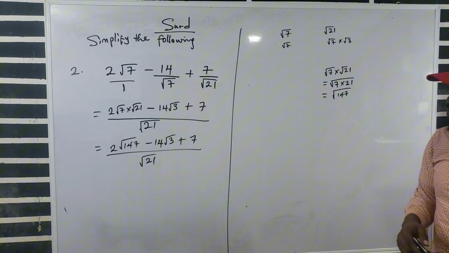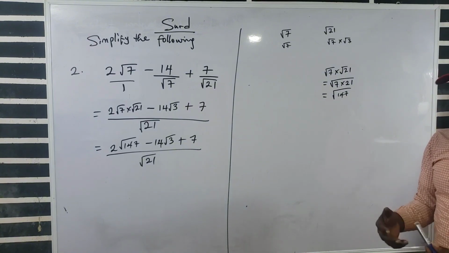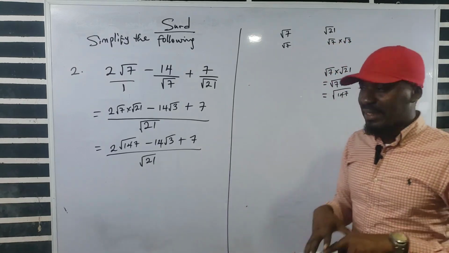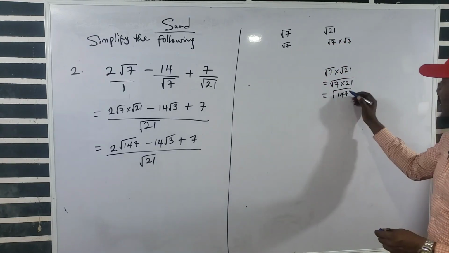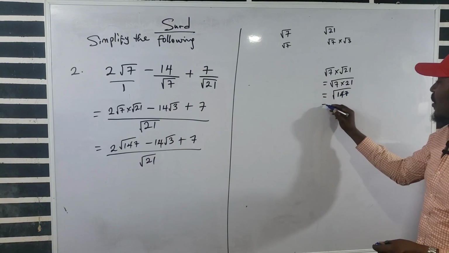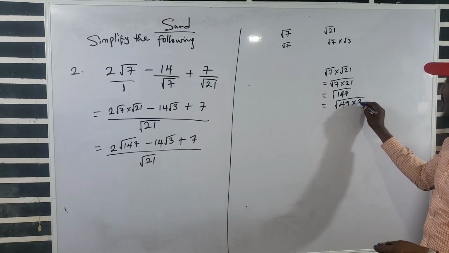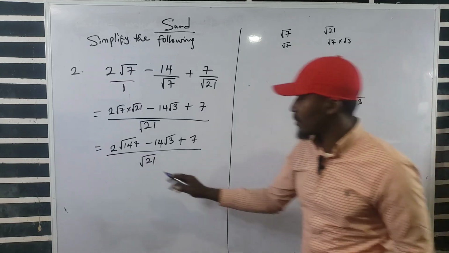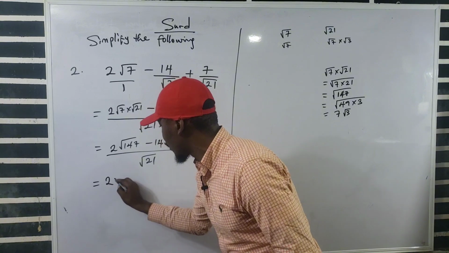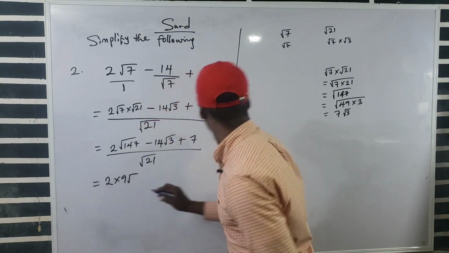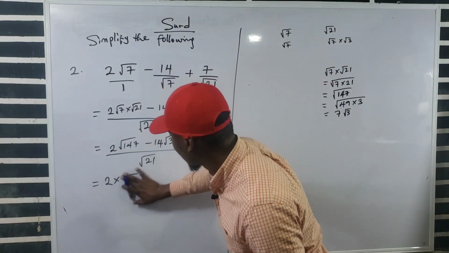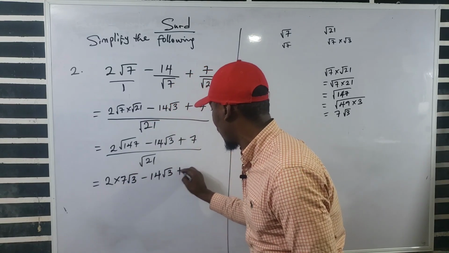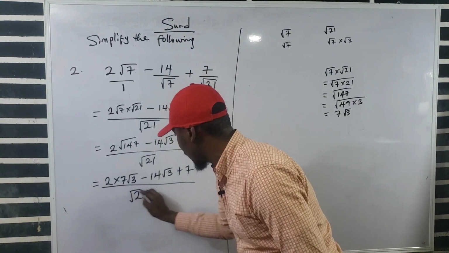Okay. Now we need to check that 147, if there is anything there that we can actually bring out. What I mean by bringing out, is there a perfect square in 147? Yes, there's a perfect square in 147. That will give us sort 49 times 3. Okay, sort 49 times 3, which will give you 7 sort 3. So we can bring it out. So let's bring it out there. That will give us 2 times 7 sort 3 minus 14 sort 3 plus 7 all over sort 21.